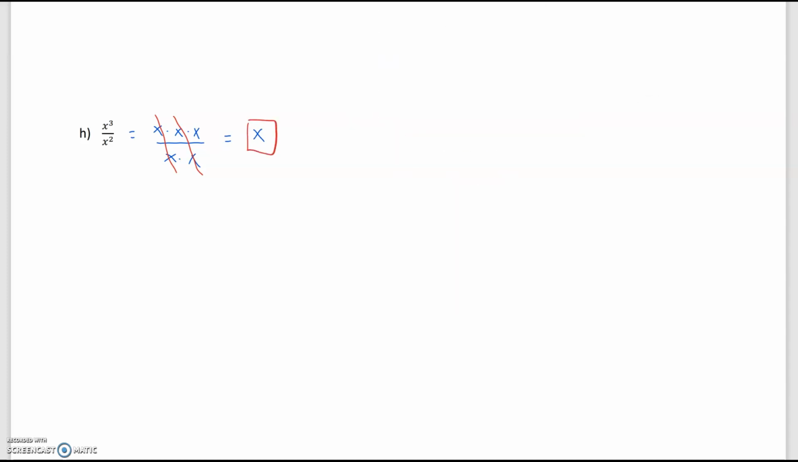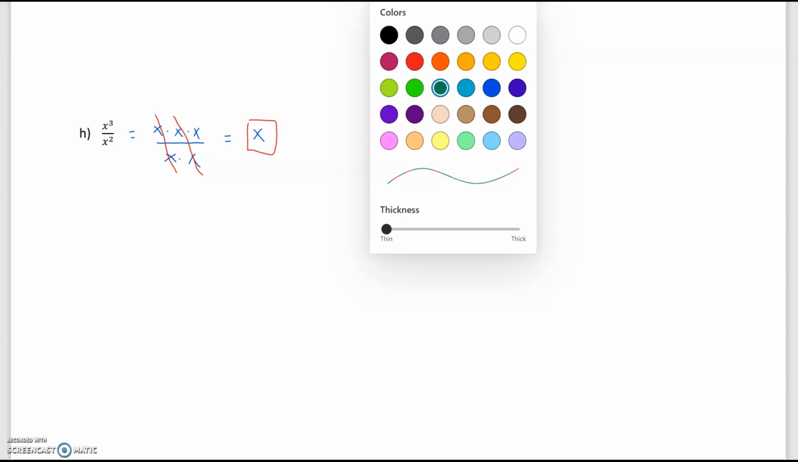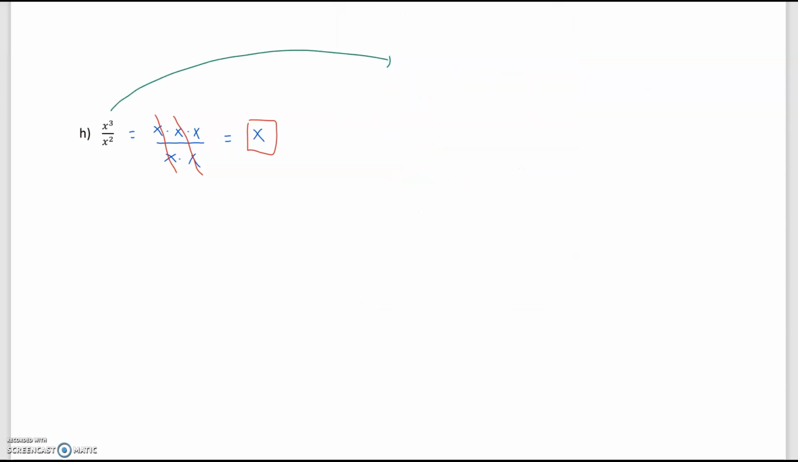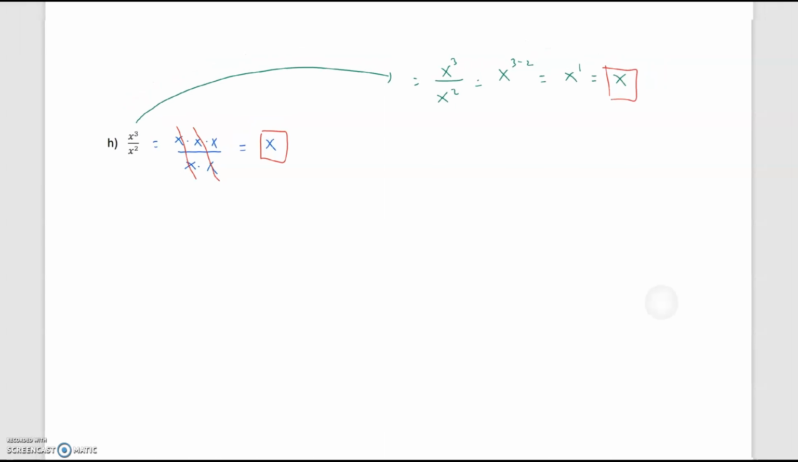Now, if we were to apply the formula, let me just do the formula on the side. What the formula says is, if you have the bases to be the same, in this case, you have an x to the 3rd divided by x to the 2nd. Well, in this case, this will be x to the 3 minus 2, which is going to be x to the 1st power, which you end up with a regular x. So this is just another way of approaching the problem. In general, the formula is easier to evaluate. But the cancellation is also fine.